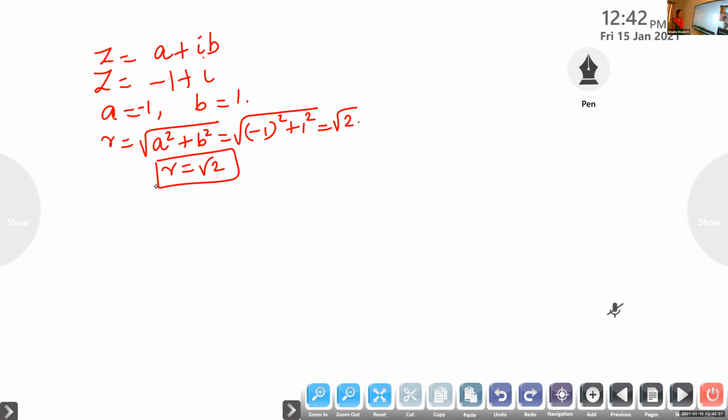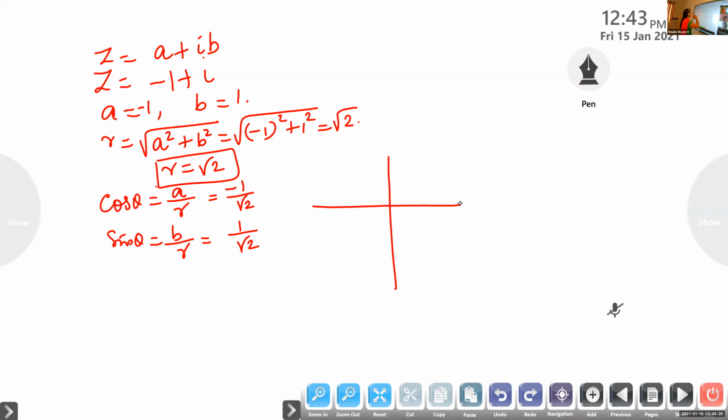Then after writing r, you write down cos theta and sin theta. What is the formula we have learned for cos theta? Cos theta is a by r, isn't it? Sin theta is b by r. What is a? Minus 1 by root 2. Sin theta is 1 by root 2. Now look here. Cos is negative and sin is positive.